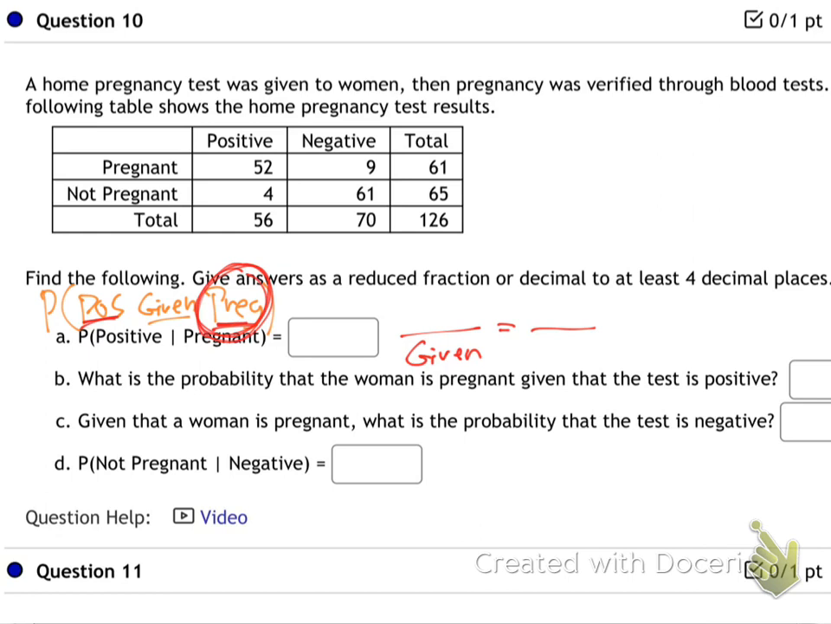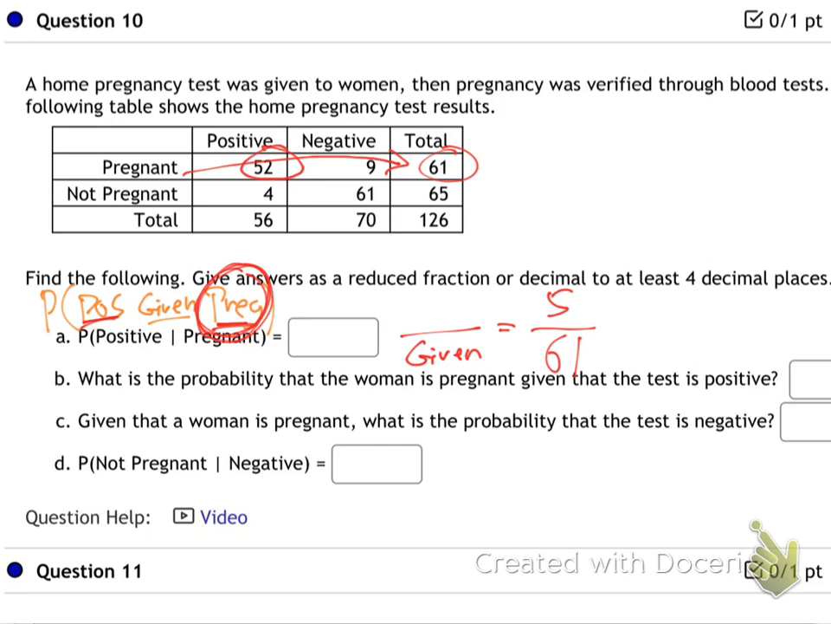That limits the field. We're not talking about all 126 people now, because all 126 weren't really pregnant. We're just talking about the pregnant people. How many people up there are pregnant? 61. That's the pregnant total, isn't it? It's one of those 61 people. It limits the field, doesn't it? Limits the possibilities. And then among those, how many tested positive?